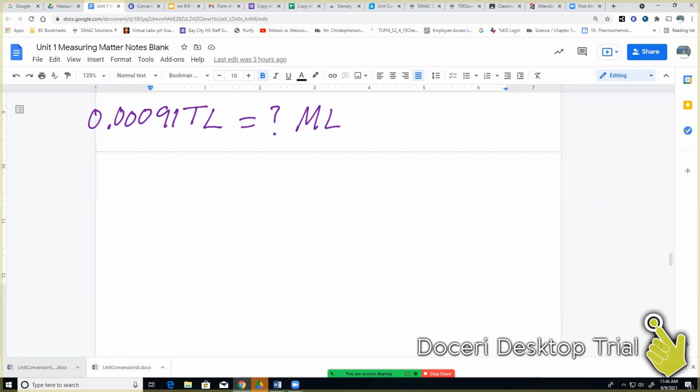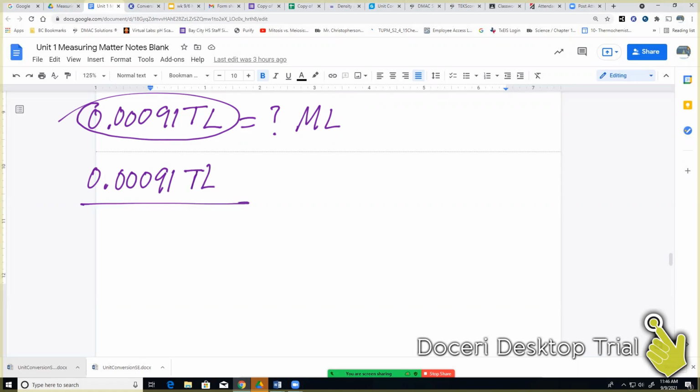All right, so when you're doing dimensional analysis, you always start with your given, and that's also where your sig figs come from. So 0.00091 tetraliters, and I'm always going to put it over 1. So there's my given. And then somewhere down here at the top of the equals, put what you want to convert to, which is megaliters.